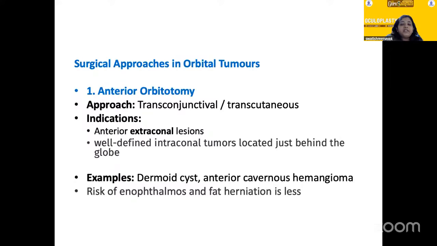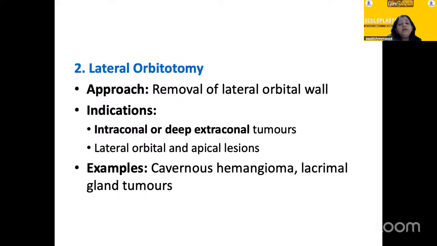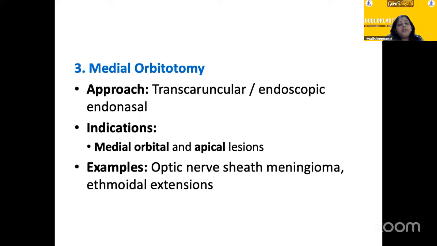Now, there are various surgical approaches in orbital tumors. Anterior orbitotomy, where the approach is transconjunctival or transcutaneous. It is for well-defined intraconal tumors located just behind the globe, like dermoid cyst or cavernous hemangioma, which is located anteriorly. Here the risk of enophthalmos and fat herniation is less. Lateral orbitotomy, where the lateral orbital wall is removed, is used in cases of extraconal tumors or intraconal tumors, like the cavernous hemangioma. Then medial orbitotomy, transcaruncular or endoscopic endonasal approach, when we are dealing with medial orbital and apical lesions.